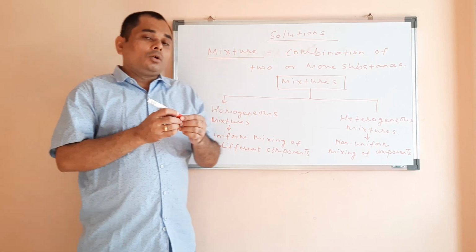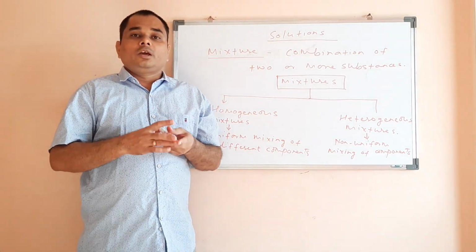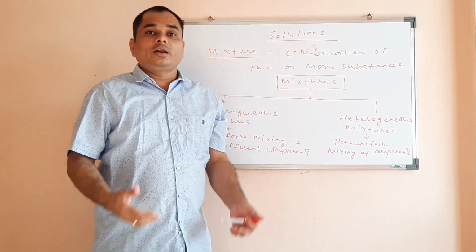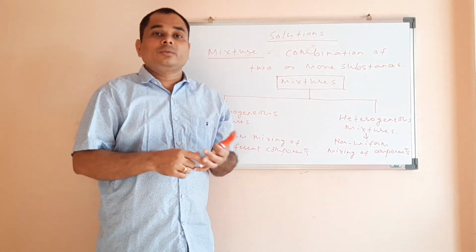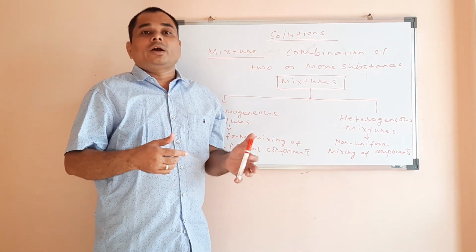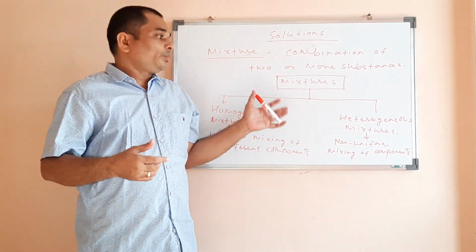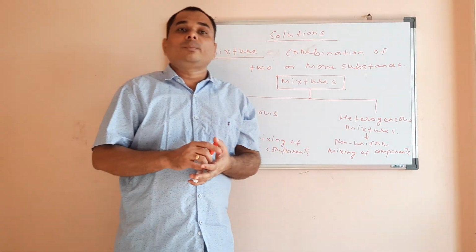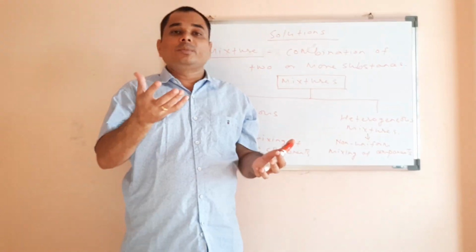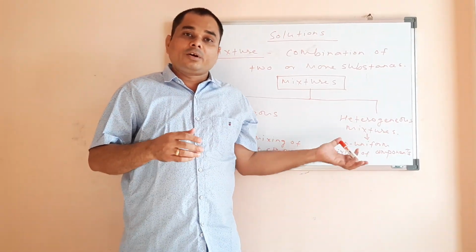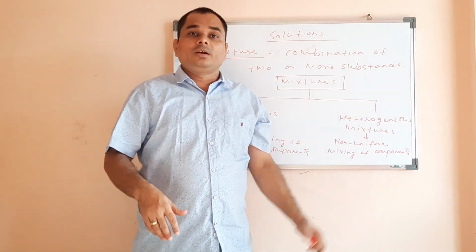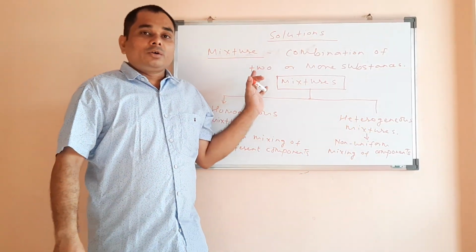So in homogeneous mixtures, if you take some sample from any part of the mixture and if you analyze its composition, then you will find that the composition is same at any part of the mixture, whereas in heterogeneous mixtures the composition is not uniform. So if you take out from the top part, you may find different composition, and if you take it from some other part, the composition may be different. So let us now discuss solution.